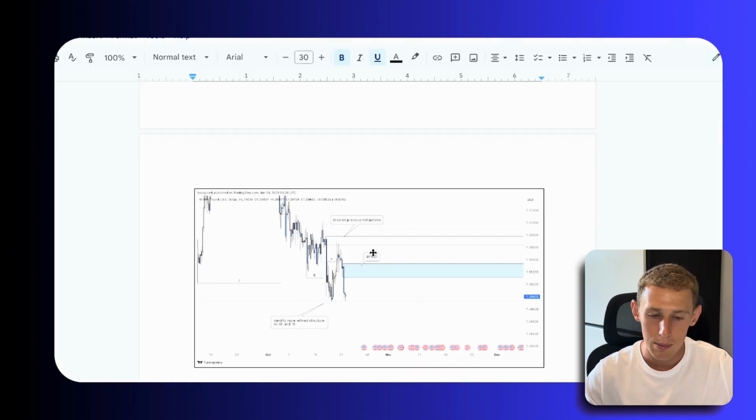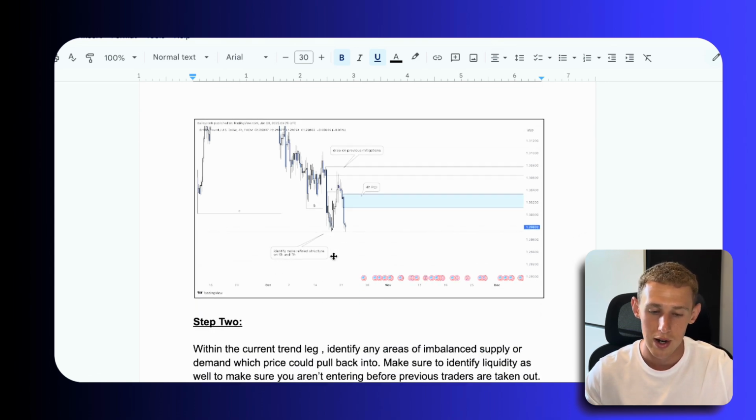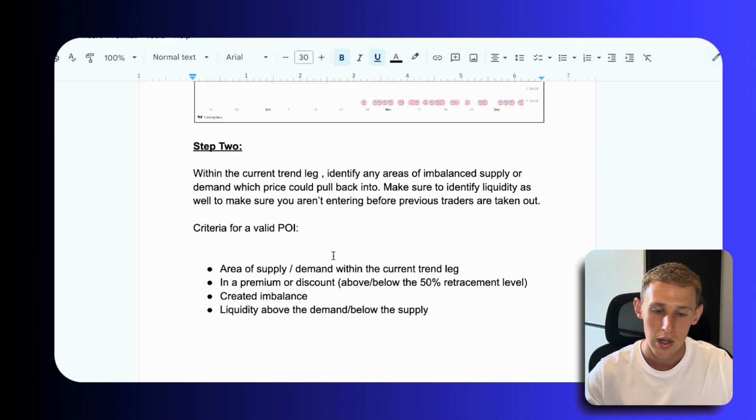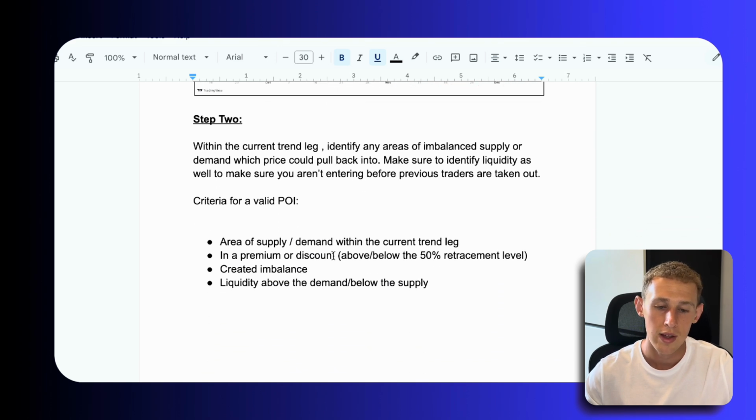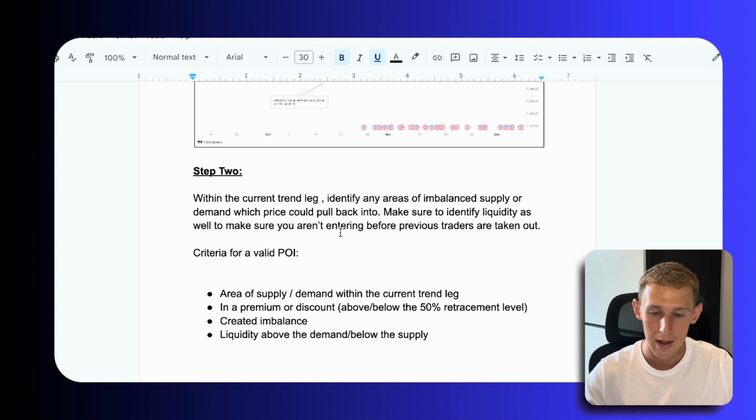And what I mean by previous mitigations is just essentially when price comes up and reacts from supply, I'm marking that on with a box just so I'm aware of where price has previously reacted from, which is going to give us a nice indication of where it wants to move going forward and where we're looking for our points of interest, which brings us over to step two, which is to identify within the current trend leg. So for example, if price is bearish, we're looking between the high and the low of the current trend leg. We're looking for a valid point of interest.